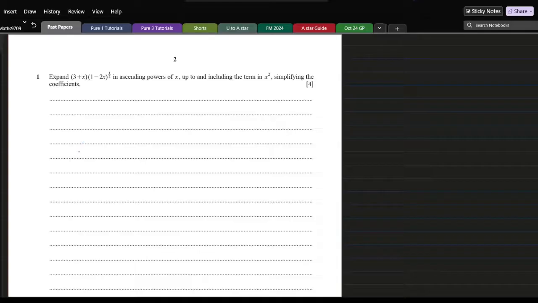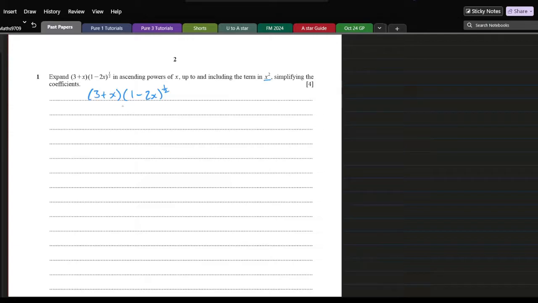Number 1. Expand (3 + x)(1 - 2x)^(1/2) in ascending powers of x up to and including the term in x squared, simplifying the coefficients. So we've been given 3 plus x multiplied by 1 minus 2x to the half, and we're told to expand all of this up to and including the term in x squared.